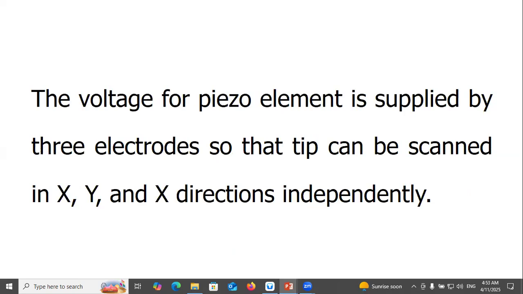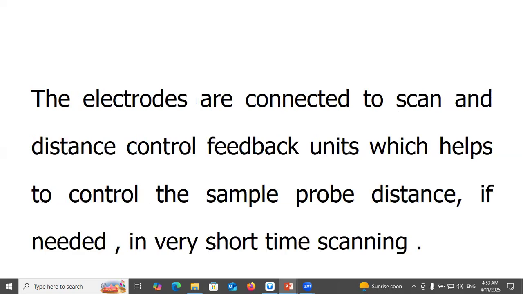The voltage for piezo elements is supplied by three electrodes so that the tip can be scanned in X, Y, and Z direction independently. The electrodes are connected to scan and distance control feedback units, which help to control the sample probe distance in very short time scanning.